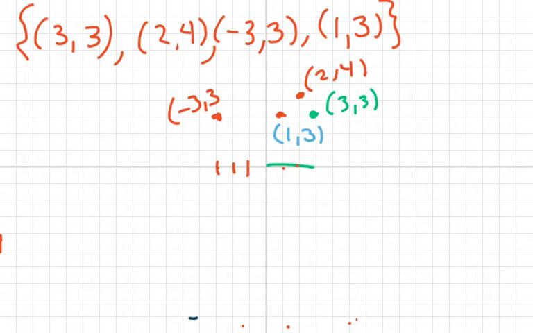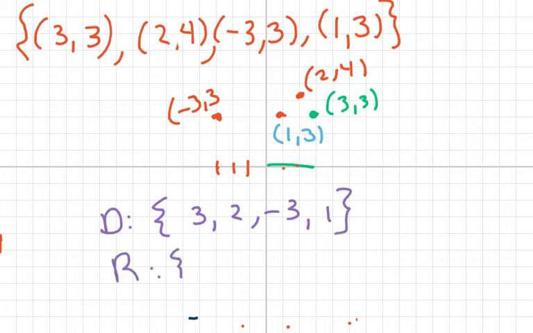And again, your domain, I'll do this quickly, is your X values. It's 3, 2, -3, 1. I don't have any repeats, good. And your range would be 3, 4. Because I have 3 3s here, but I only have to write them down once. And if you did a mapping, you don't write it down twice, you just map it.